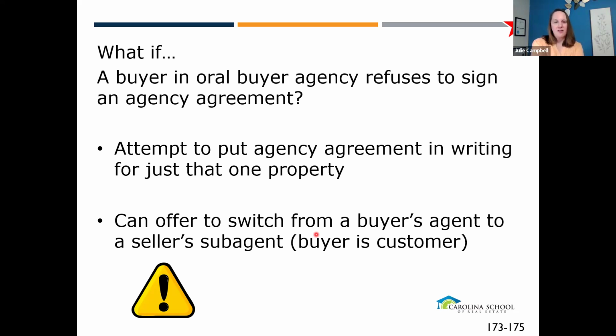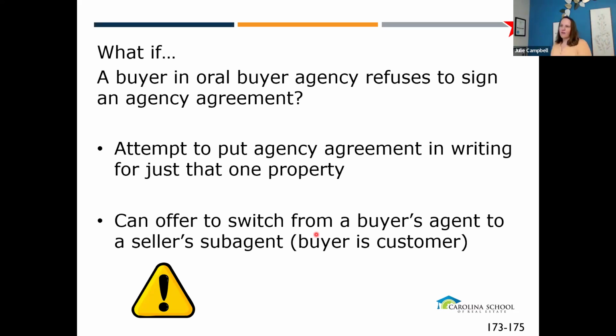Downgrading is not the preferred method. Switching is not the preferred method. Can we all understand why? I mean, you're looking at that buyer and you're saying, I know your price point, I know your motivation, I know your terms. And as soon as we make that switch, I now owe it to the seller to share that with them.